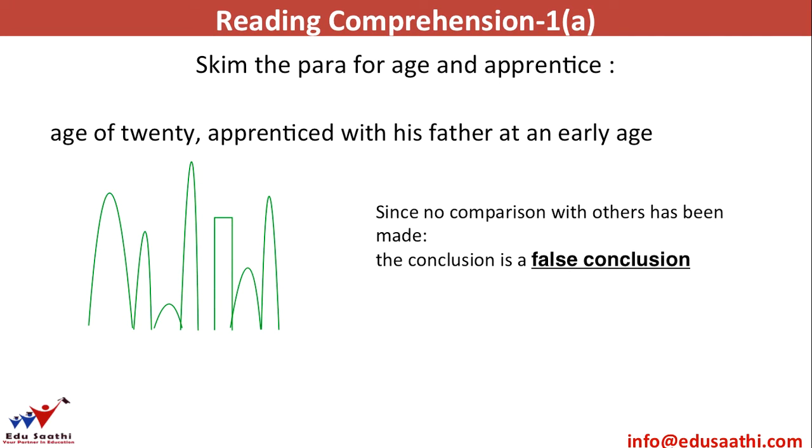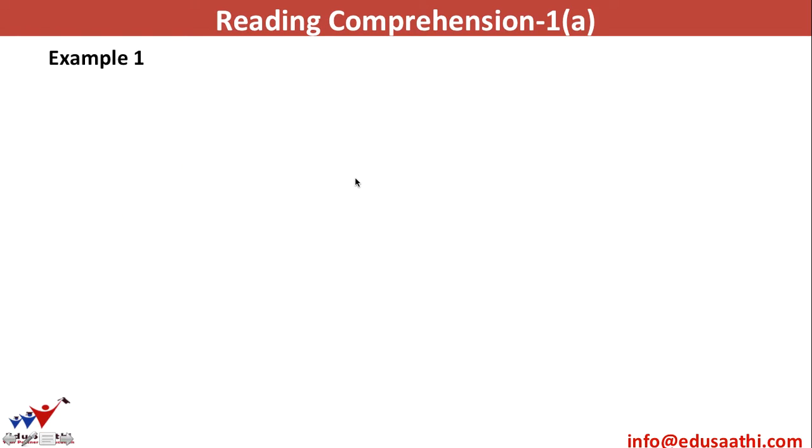There is no comparison. This is what we said. We've just discussed that there is no comparison. Since there is no comparison, it is a false conclusion. So you can see that I've skimmed the passage, choosing my words. I just read those words, find them, and then answer. And the answer is correct, right?